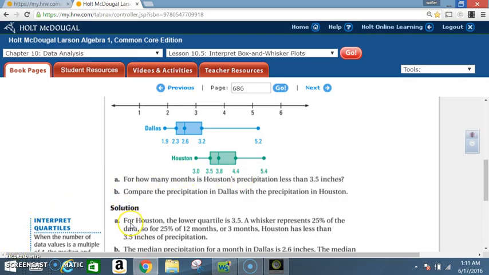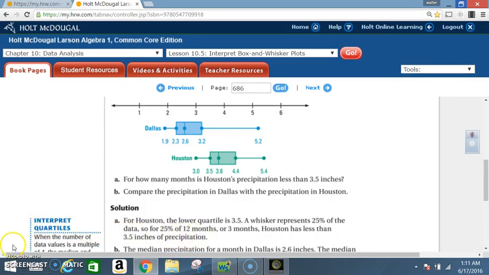Solution. For Houston, the lower quartile is 3.5. That's 3.5 right there. A whisker represents 25% of the data. So 3.5 and back. So for 25% of 12 months, or 3 months, Houston has less than 3.5 inches of precipitation.